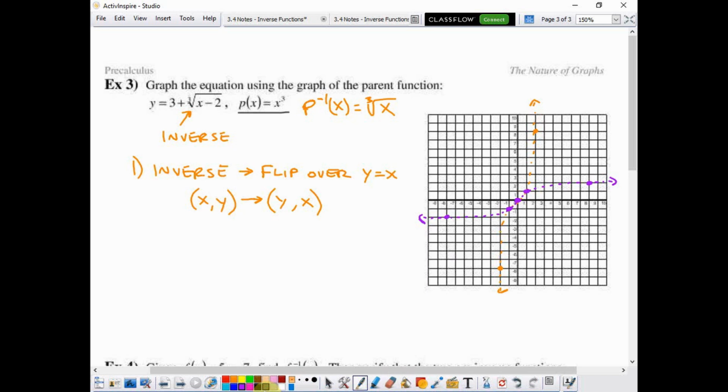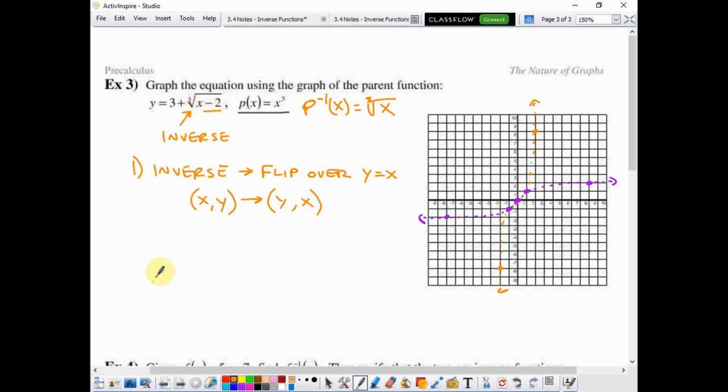If we draw in the line y equals x, we should be able to see that the two are symmetric about y equals x. So that's the graph of the inverse. But there are two more transformations.